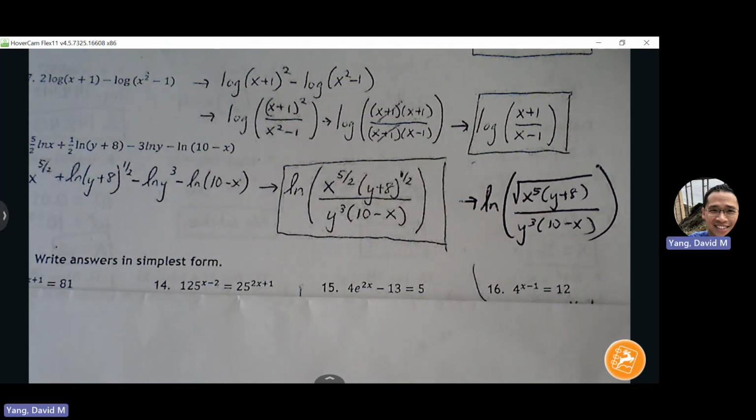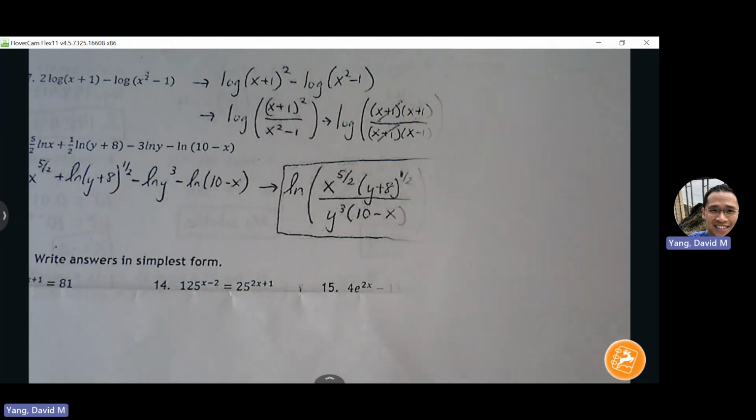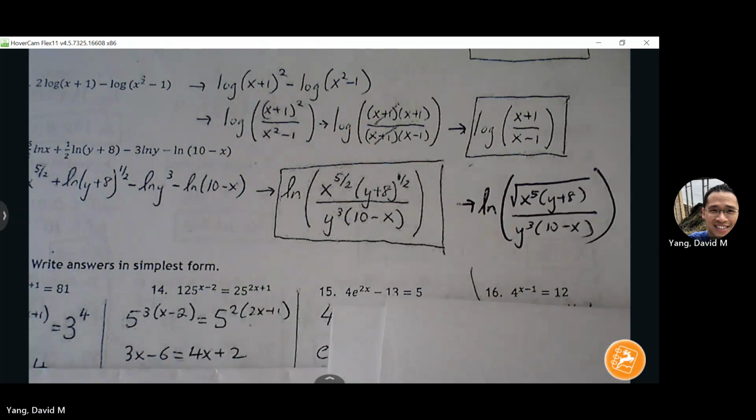But number 16, we'll be stuck, right? Because we can't bring 12 in terms of 2 or 4. It's not a nice common base that's shared. So with 16, you have to take the log of both sides. But for 14, I think the faster way is to get the bases to match.